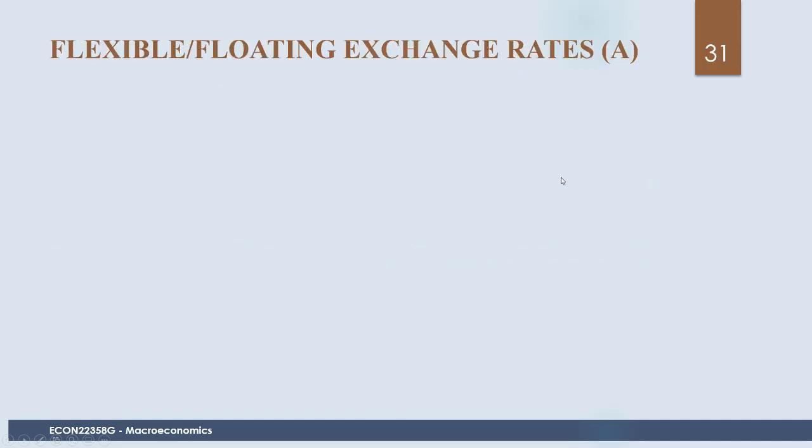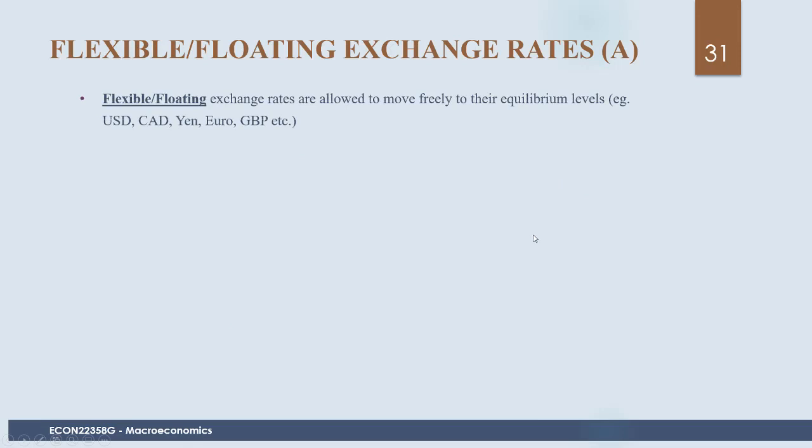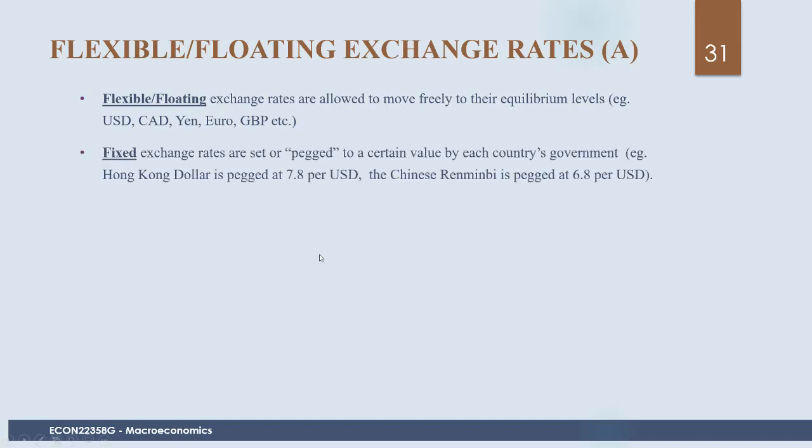Okay, now let's talk about different exchange rate regimes. So a flexible or floating exchange rate regime means that there's no government intervention in the foreign exchange market. So the market forces are allowed to operate freely. Okay, a fixed exchange rate is where exchange rates are set or pegged to a certain value by a country's government. So, for example, the Hong Kong dollar is pegged at 7.8 per US dollar. The Chinese renminbi is pegged at 6.8 per US dollar.